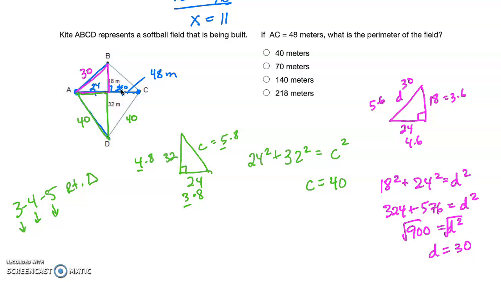So then we know this is 30, and then we know this is 30. So what is the perimeter? That means all the way around. So I've got 30 plus 30 plus 40 plus 40, and that will give us 140 meters.